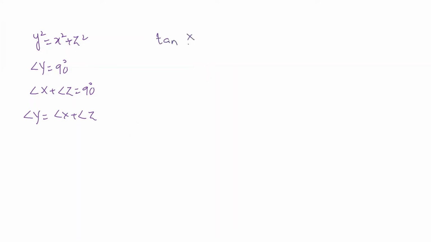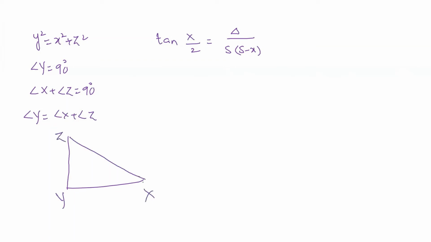Okay, so tan x by 2. Again, we know tan x by 2 can be written as delta upon s into s minus x. Now, as I was saying, it's a right angle triangle with the right angle at y. This is x and this is z. So this length is small x, this length is z, this angle is 90 degrees, and this is y. Now delta for this one is half base into height, so I can write delta equal to half xz because it's a right angle triangle.